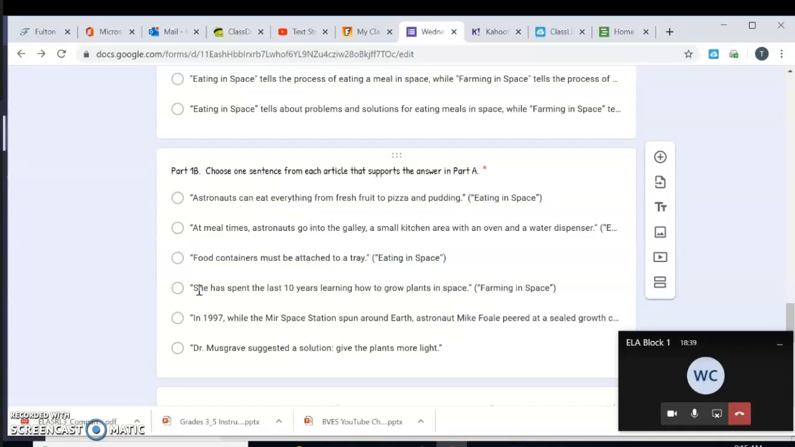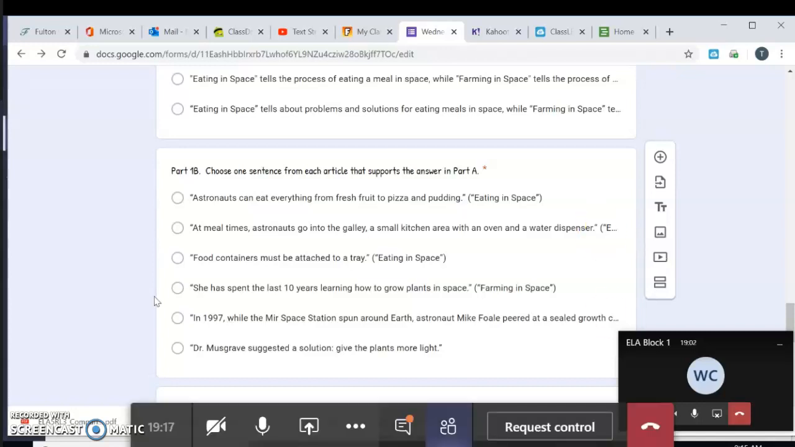The next sentence says, she has spent the last 10 years learning how to grow plants in space. So if you're thinking, okay, maybe it's interesting because I see a date, 10 years, but we remember that farming in space is not about sequence. Farming in space is about problem and solution. So I'm going to get rid of that.